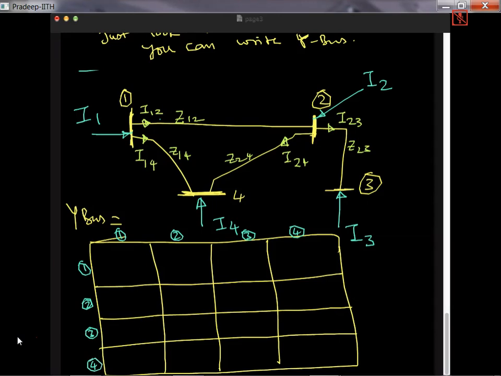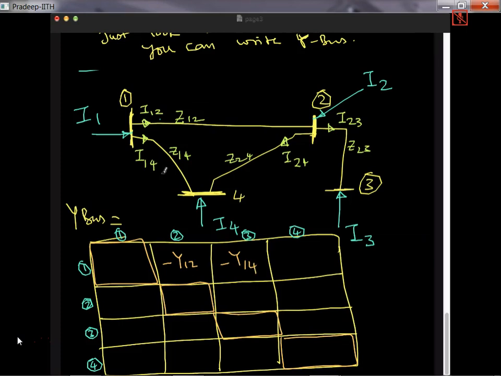First you worry about the off diagonal elements. This is a diagonal element. This is another diagonal element. So diagonal elements, you forget it. First go for off diagonal elements. This is first row, second column. Is there any line connecting 1, 2? You look at this 1 and 2, there is a line connecting. So just put a minus sign and write y12. Is there any line connecting 1, 4? Now look at the diagram. Yes, there is a line connecting 1 to 4. So it is minus y14.